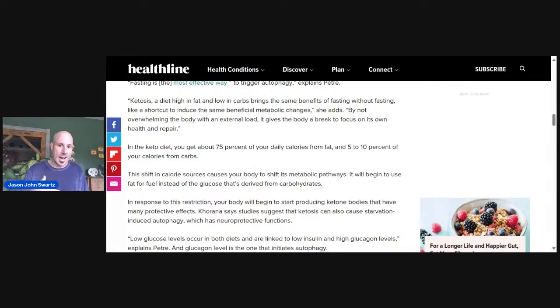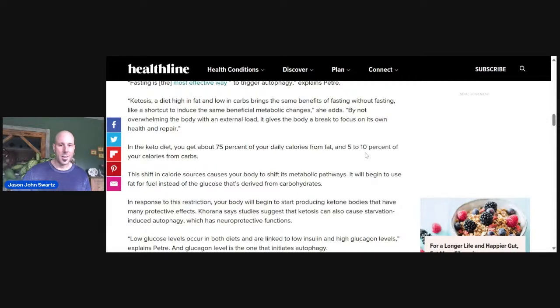It's telling you now that the carbs are removed, there's no more cravings, then your body will tell you when you should be eating. This shift in calorie sources causes the body to shift its metabolic pathways. It will begin to use fat for fuel instead of glucose that's derived from carbohydrates. In response to this restriction, your body will begin to start producing ketone bodies that have many protective effects, even though the Mayo Clinic says they're toxic. The study suggests that ketosis can also cause starvation-induced autophagy, which has neuroprotective functions.